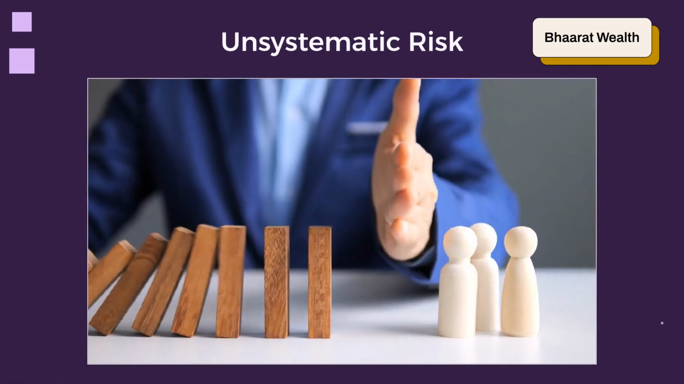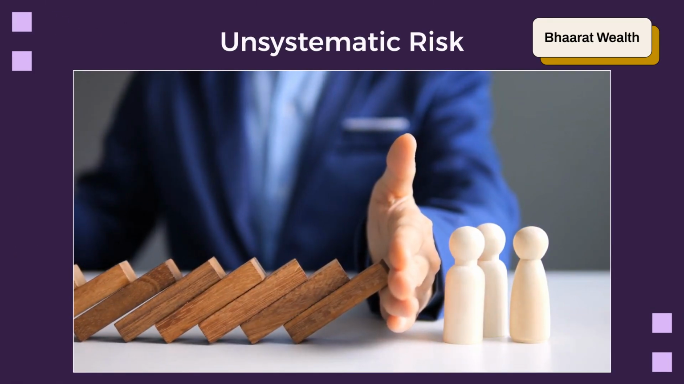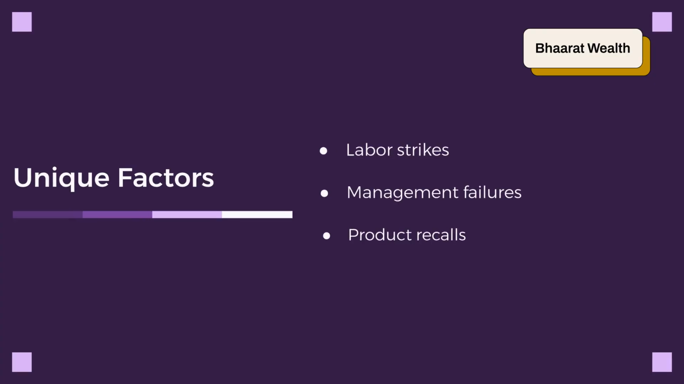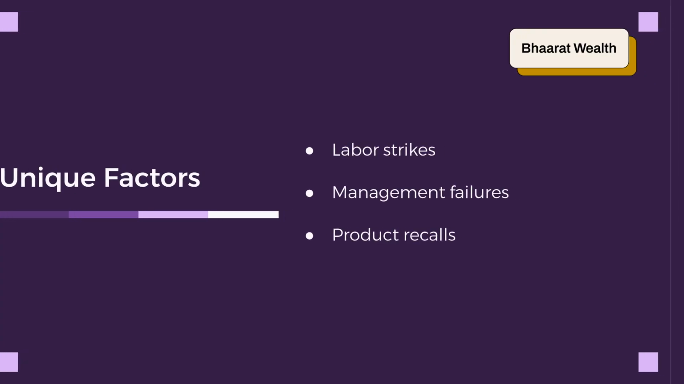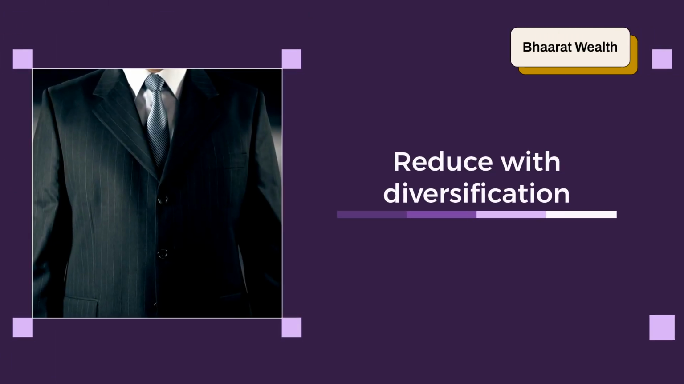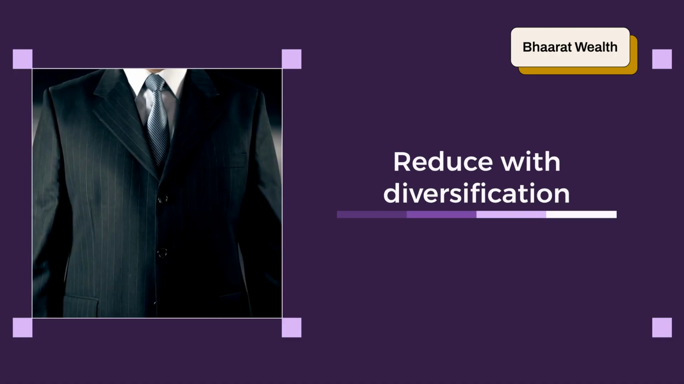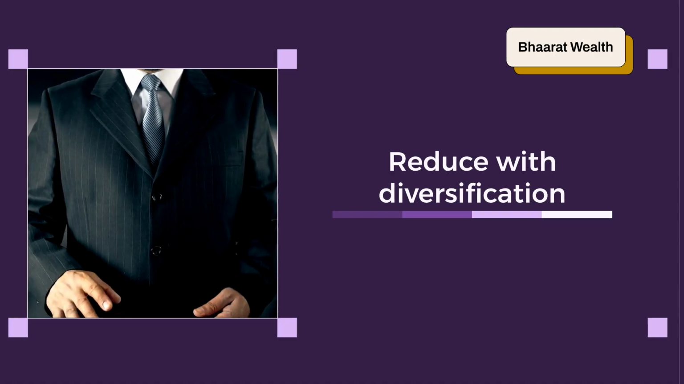Company-specific or unsystematic risk is unique to a single company. Think of issues like management failures or product recalls. These risks arise from factors specific to a particular company and only affect individual securities. The good news is that unsystematic risk can be substantially reduced through proper diversification across different companies, sectors, and industries.